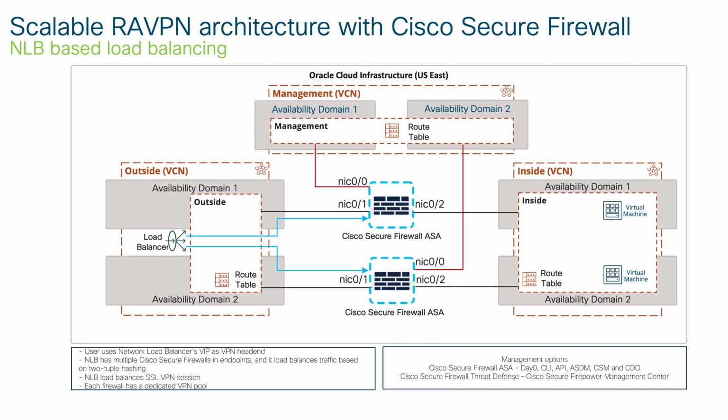In this example, I have an outside VCN, an inside VCN, and a management VCN, similar to the case that I've shown in the previous slide. The only difference is that instead of DNS load balancing, I'm using the network load balancer of OCI, Oracle Cloud Infrastructure. But again, for each firewall there is a dedicated VPN pool, and in the route table, you define your route back to the dedicated ASA.